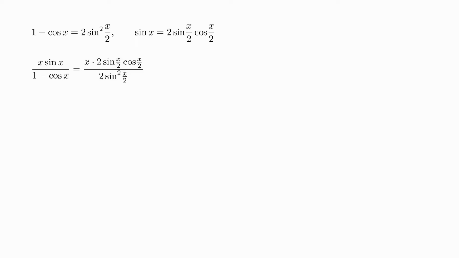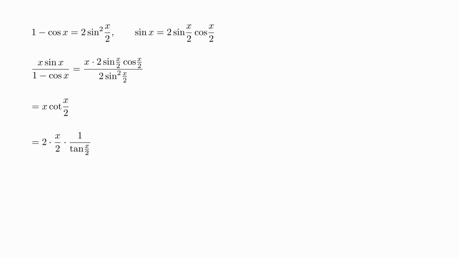And as you can see, the sine x over 1 minus cosine x can be substituted as follows. Then what common factor do you see? We see the 2 sine x over 2, right? So that would cancel out. And then we have cosine x over 2 over sine x over 2, which is essentially the cotangent x over 2. As you can see, the given function can be simplified rather quickly.